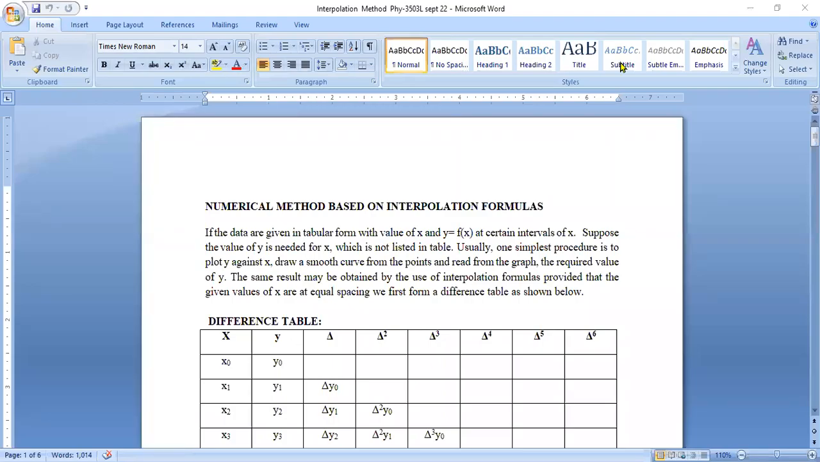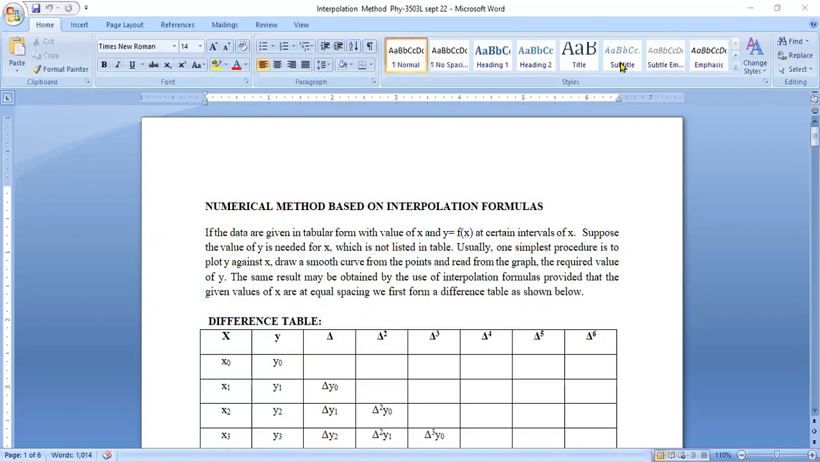Hello friends, I welcome you all to my lecture on numerical methods based on interpolation formulas. Dear friends, for your semester 3, you have an experiment paper. The code of this paper is Physics 3503L, where L stands for laboratory session.